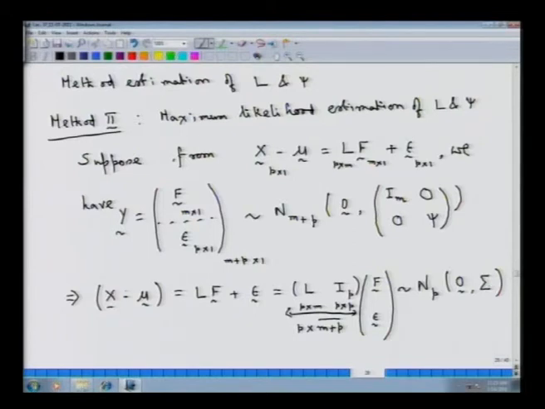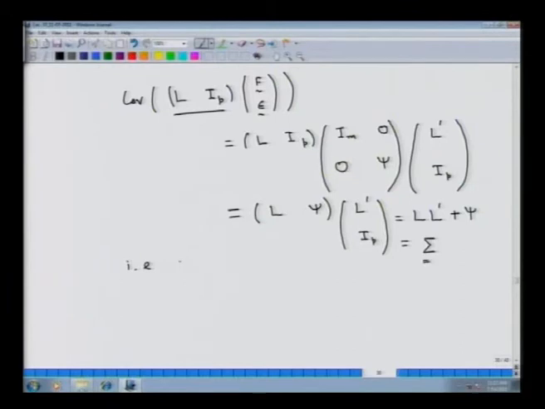Well, the covariance matrix of x is straight away equal to sigma anyway, but we had derived the covariance matrix of this LF plus epsilon through the multivariate normality distribution of this augmented f with epsilon vector. Under the assumption of joint multivariate normality of f and epsilon vector, what we have realized is that this x minus mu has a p dimensional multivariate normal with the mean vector 0 and a covariance matrix as sigma.